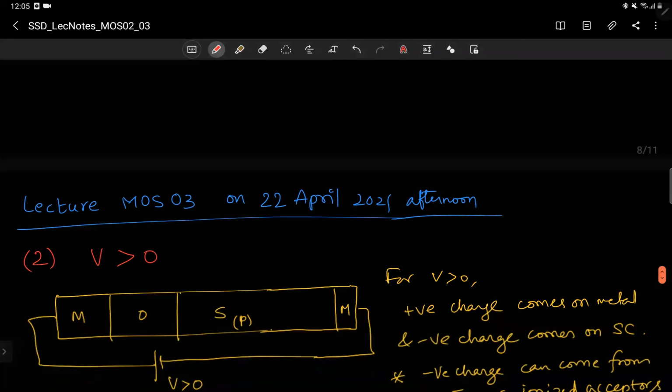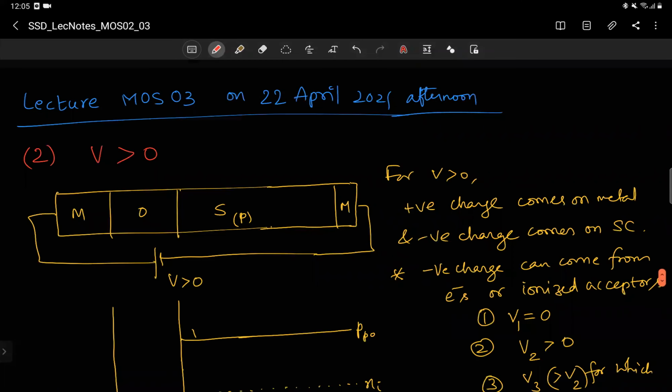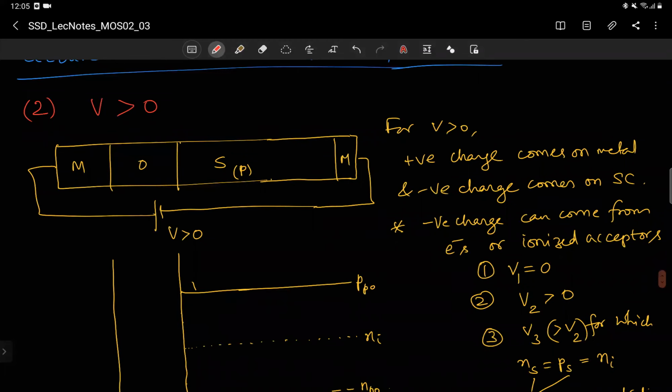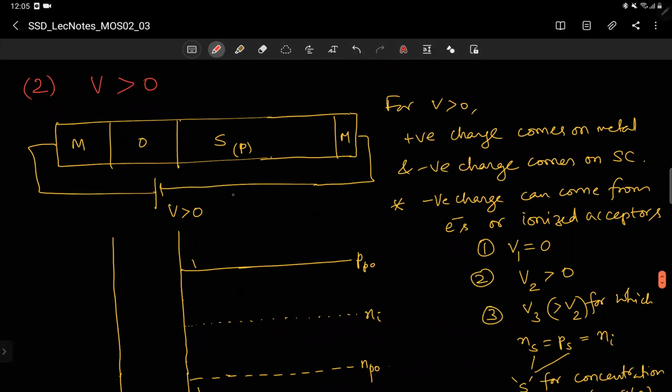So this is afternoon class. We now have to carry out analysis for V greater than 0. So this is the biasing of the MOS, M on the right side, V greater than 0. For V greater than 0, we should have positive charge on the metal, because it is the positive terminal. So positive charge should go to metal, and there should be negative charge towards the negative terminal.